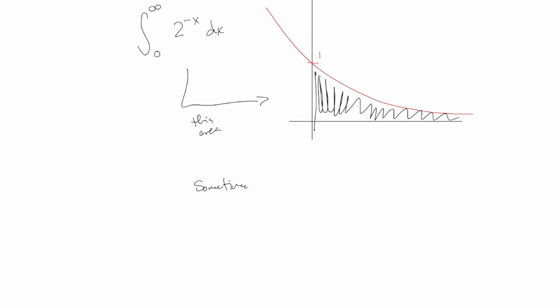Sometimes the area is infinity, and in that case we say something like the improper integral does not exist, or is undefined, or it diverges, sometimes we say. Just like some limits, they end up being infinity, and then you say the limit does not exist. Sometimes the area is infinity, but sometimes it's not.